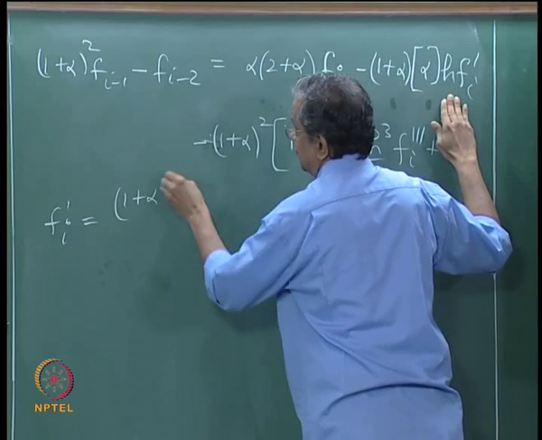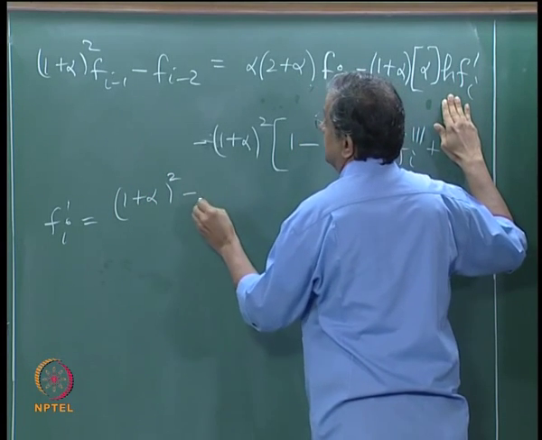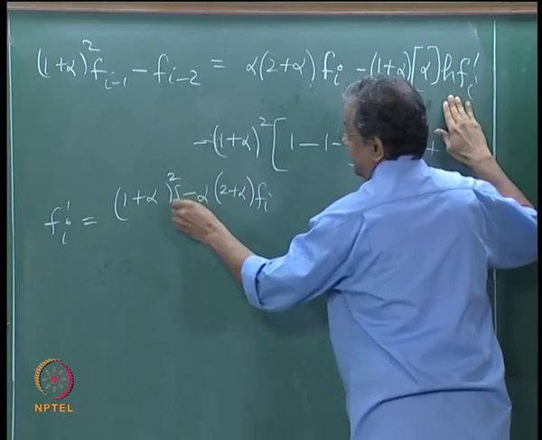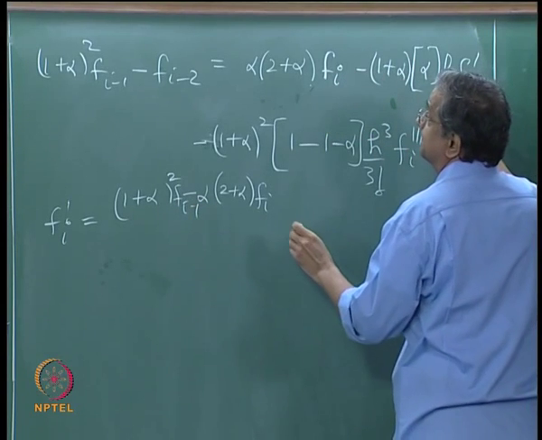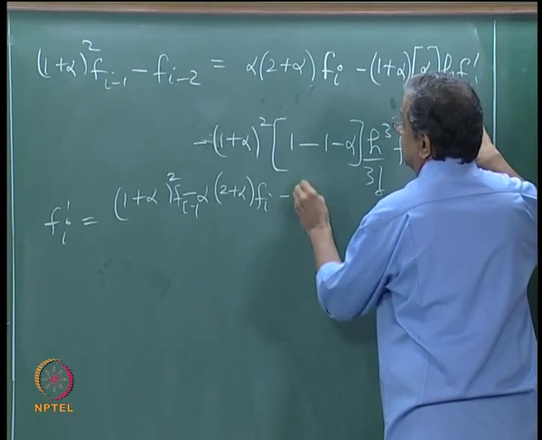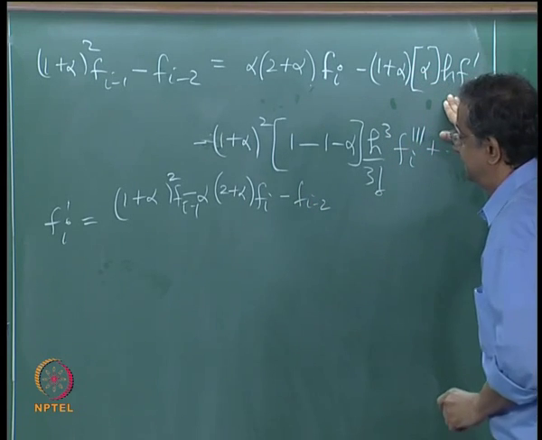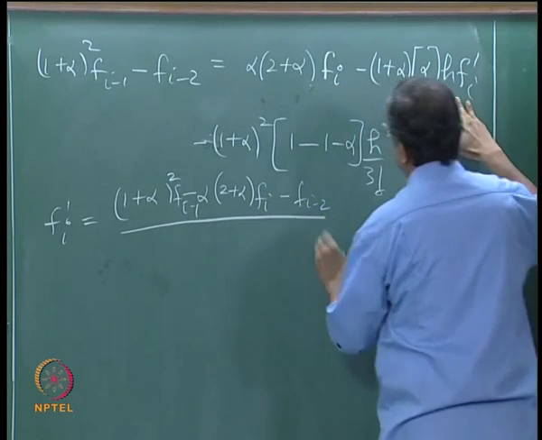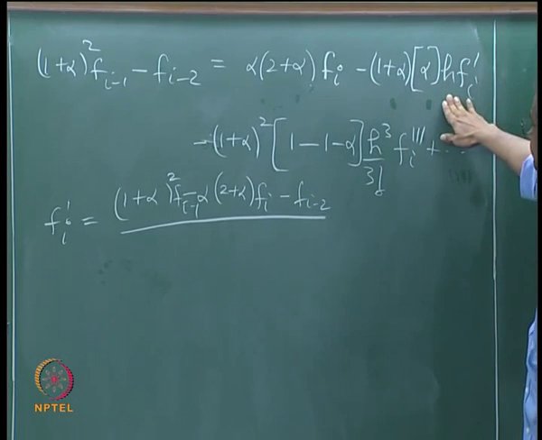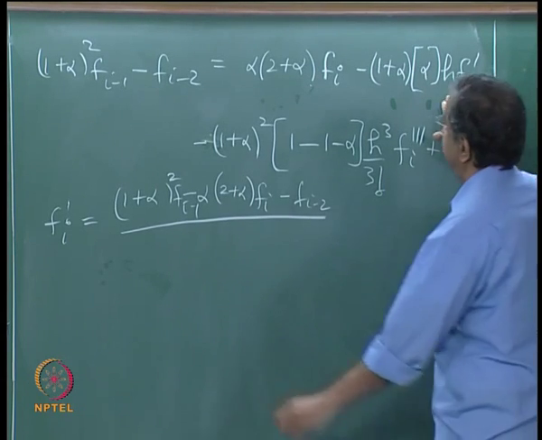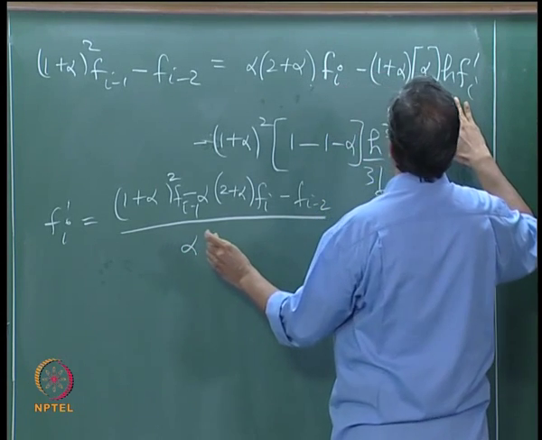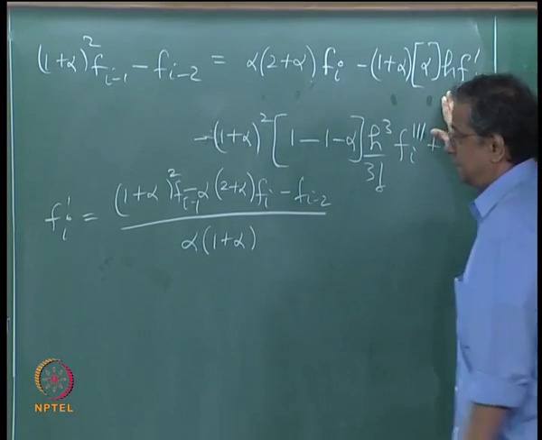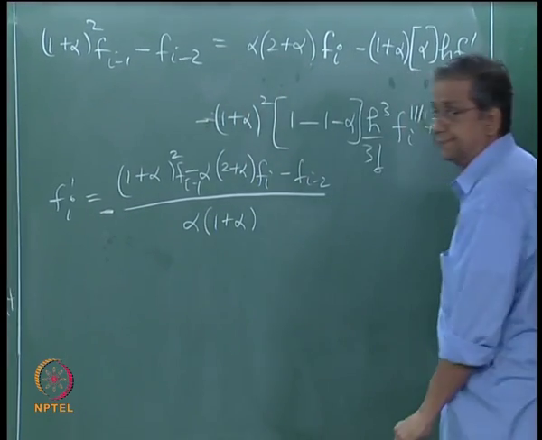1 plus alpha squared f(i minus 1) minus alpha 2 plus alpha f(i) minus f(i minus 2) divided by alpha into 1 plus alpha. Do you have a sign problem? There should be a negative sign here. Okay.